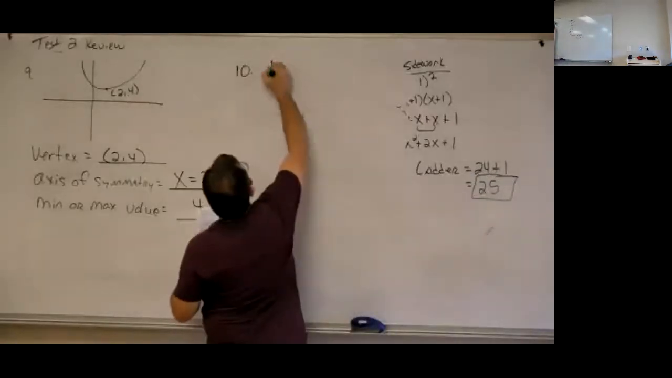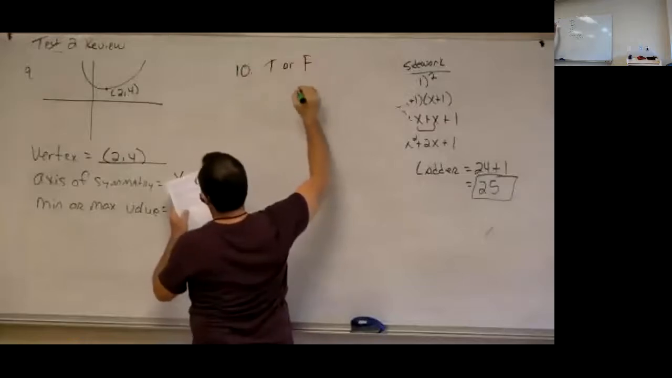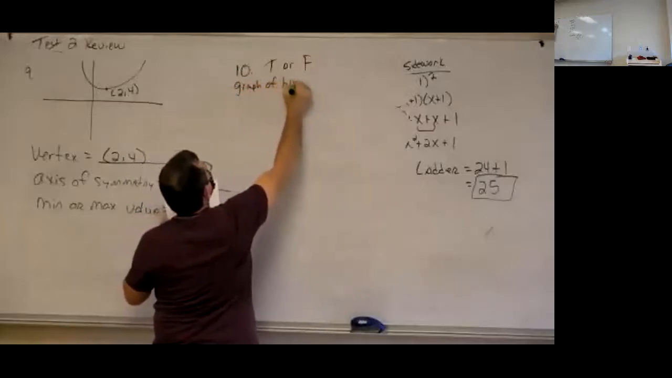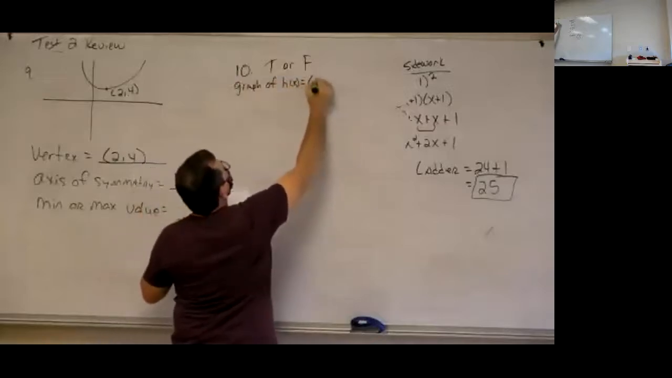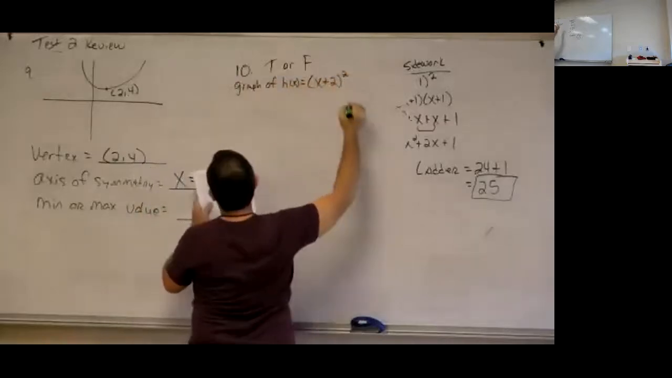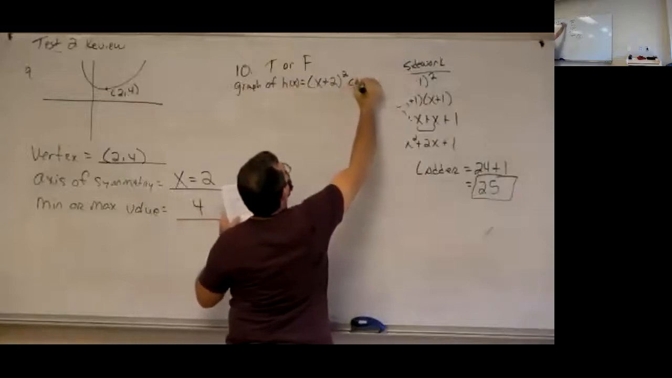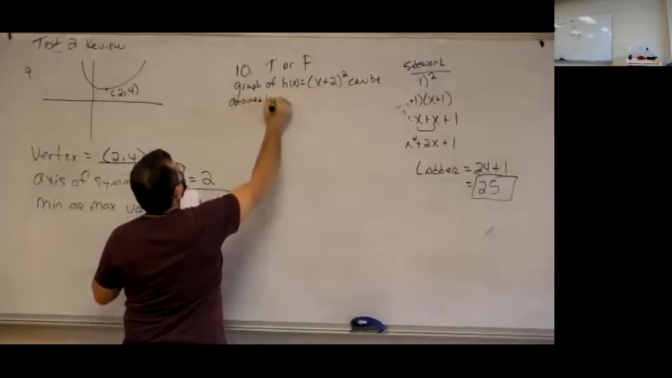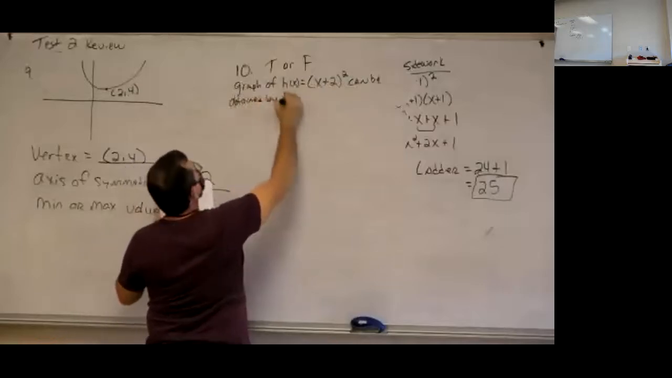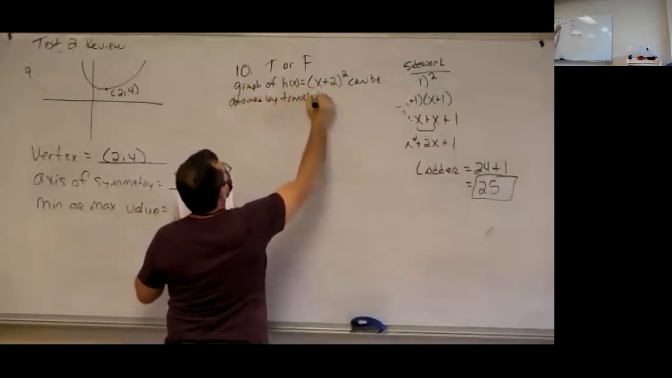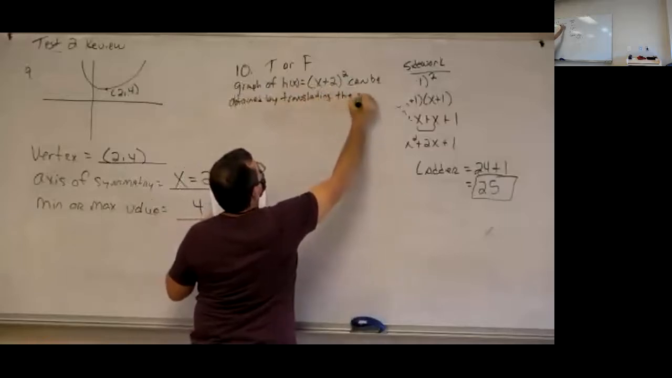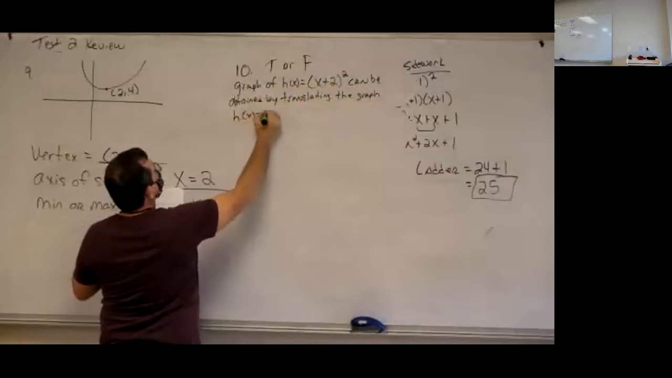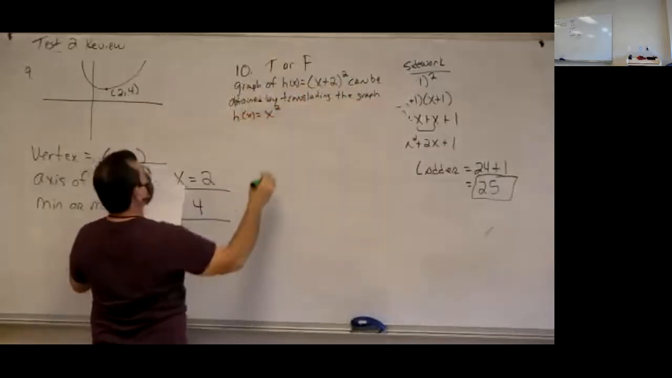All right, this is true or false. The graph of h of x equals x plus 2 squared can be obtained by translating the graph h of x equals x squared left 2 units.